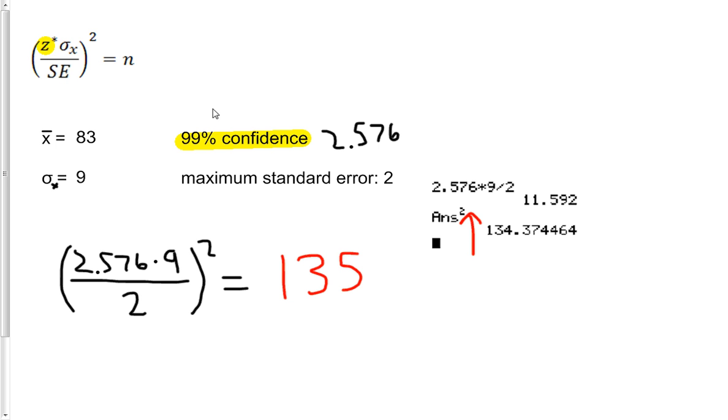So just remember to have those three main values written down for the 90% confidence, the 95% confidence, and the 99% confidence. And those z-star values will come up a lot whenever you need to use this equation. And that's all for calculating sample size for a specific confidence interval.